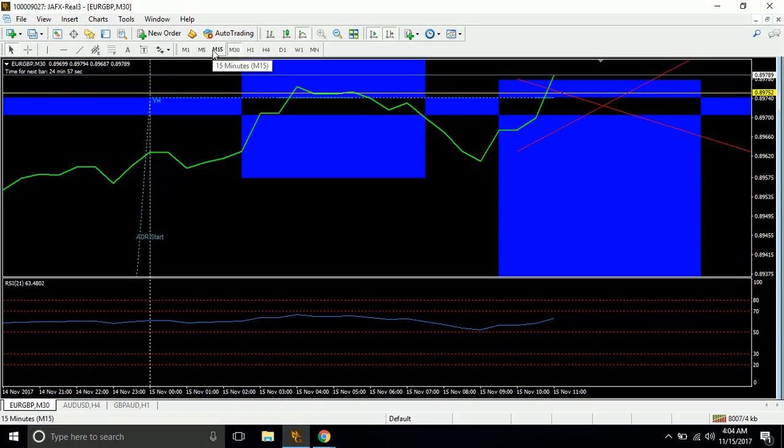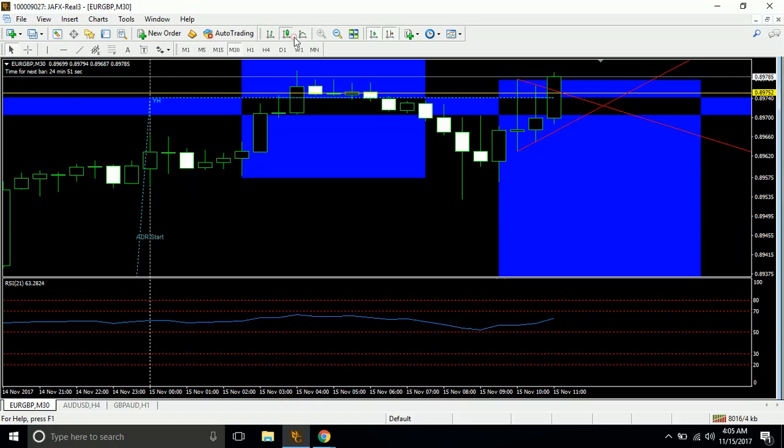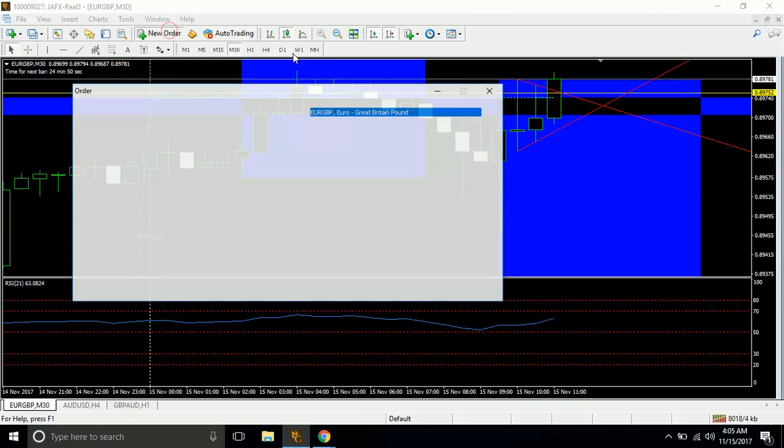All right, now I have my stop closer than everybody else's. Everybody else took that trade, they should still be in it. I have my stop extremely close.